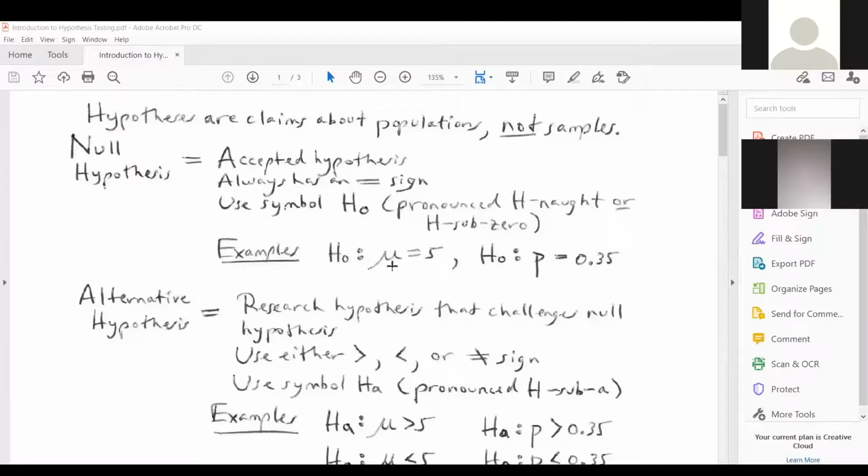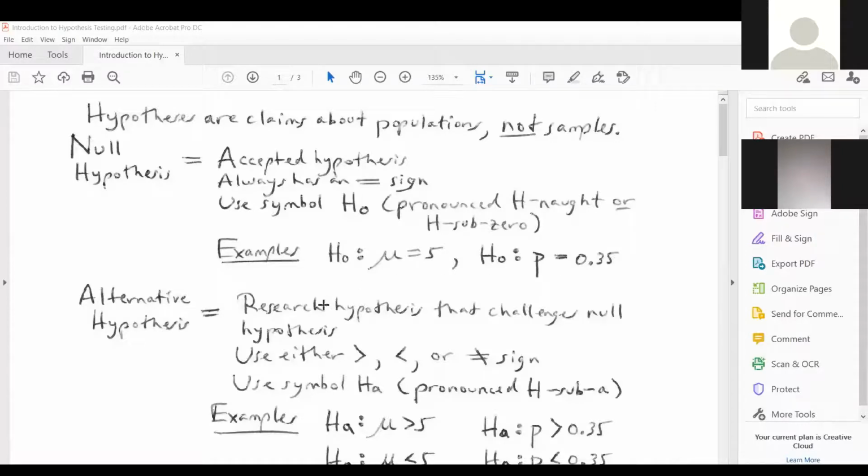So this is a case where we have a measurement variable, one that we are measuring something. So we have mu as the population mean that we're testing. If we're looking at proportions, we're going to use the letter P to represent a population proportion. So mu represents a population mean. P represents a population proportion. If we're testing that, it would be P equal to 0.35 as an example of a population proportion that we're testing.